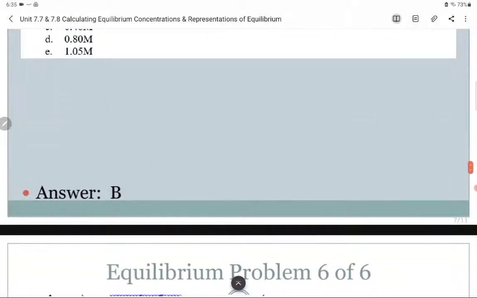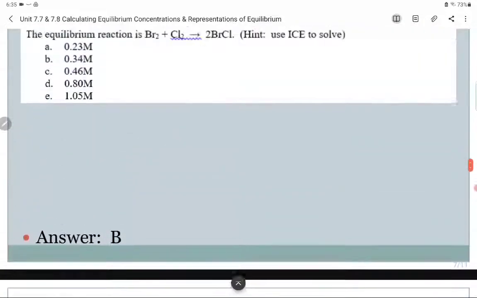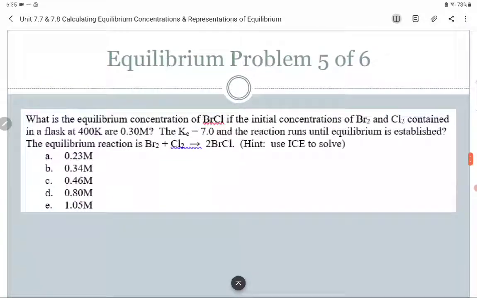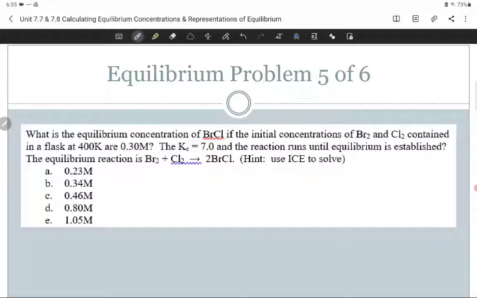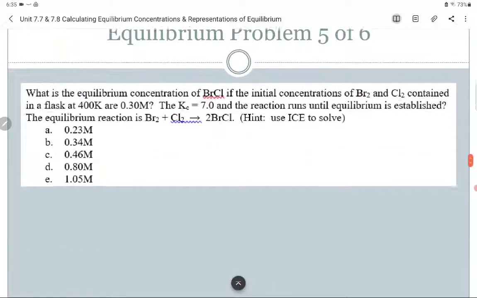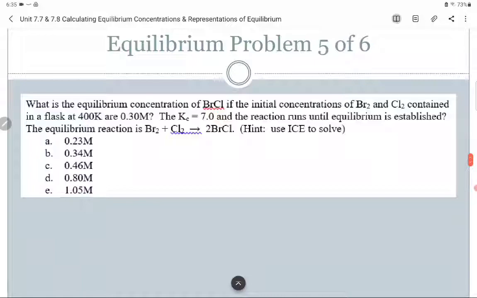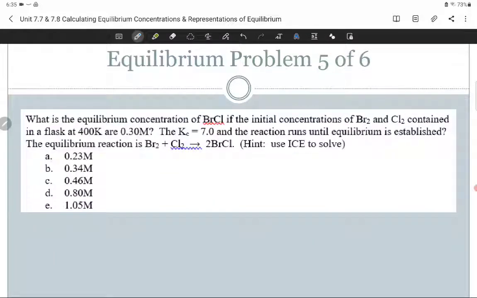Okay. Let me see what else we got over there. Problem 5 of 6. Let's see what we got going on here. Another multiple choice question. Did we have an answer? Oh, we had an answer like these other ones. Answer B. So let's figure out why we like answer B. I have room here below the equation, so I'm not going to rewrite the equation. I'm just going to put my ICE table there. K is given.